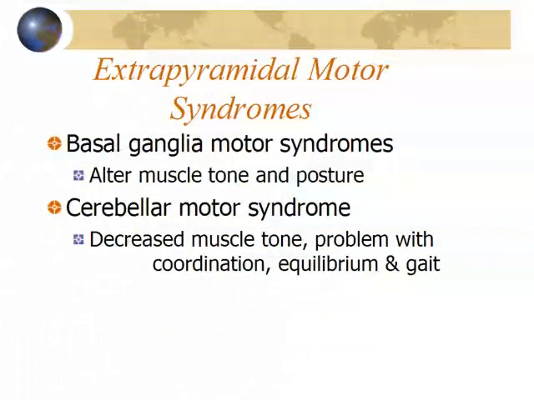Extrapyramidal motor syndromes are, for example, your basal ganglia motor syndromes. These will alter your muscle tone and your posture. Your cerebellar motor syndrome will decrease muscle tone and cause a problem with your coordination, your equilibrium, and your gait.